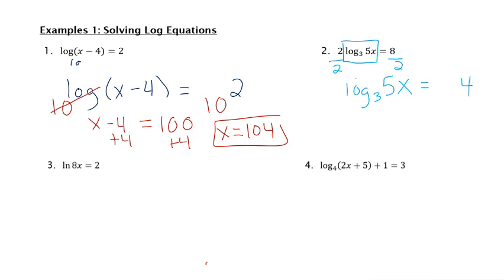And then now I'm going to raise both of these to base 3, right? Because if this is log base 3, that inverse would be base 3. This cancels out. I'm left with 5x equals 3 to the 4th, and 3 to the 4th is 81. And then finally, now I'm left with a linear equation. I'm going to divide by 5. And this would be 16.2.